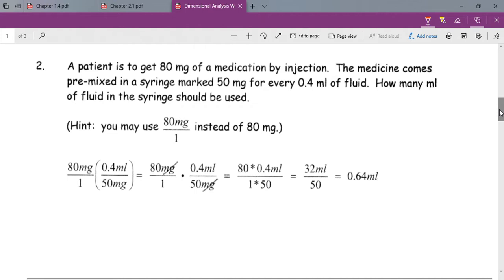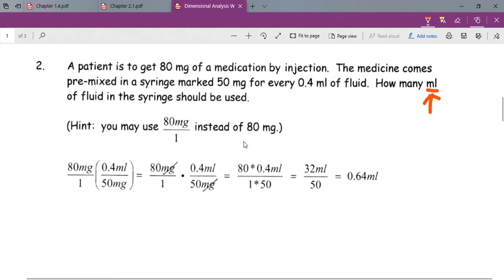How many milliliters of fluid in the syringe should be used? Okay. Now you can use 80 milligrams over 1 instead of just 80 milligrams if you like to see it here as a fraction so that it lines up with the other fractions a little bit better. Now the key here is it says how many milliliters of fluid in the syringe should be used. So the unit we want to wind up with here is milliliters.